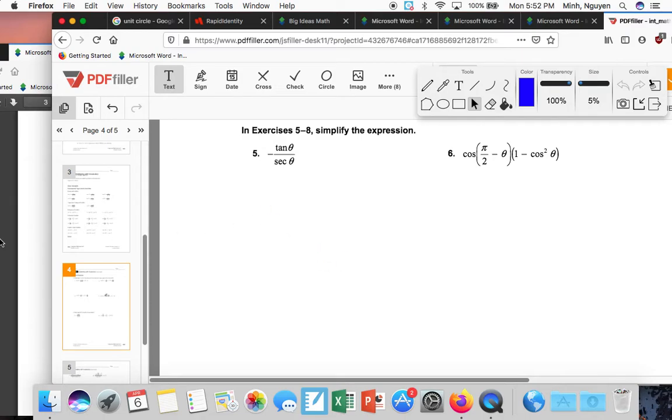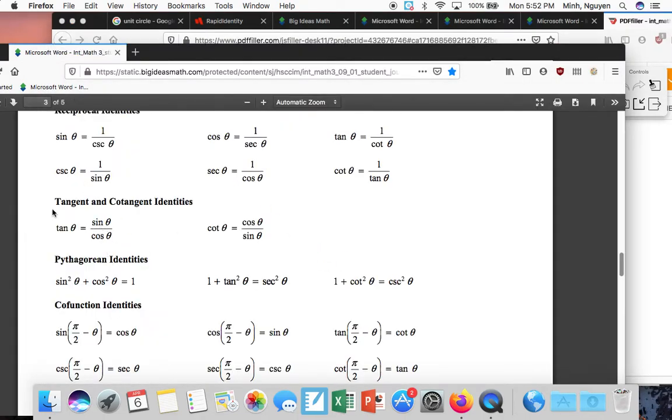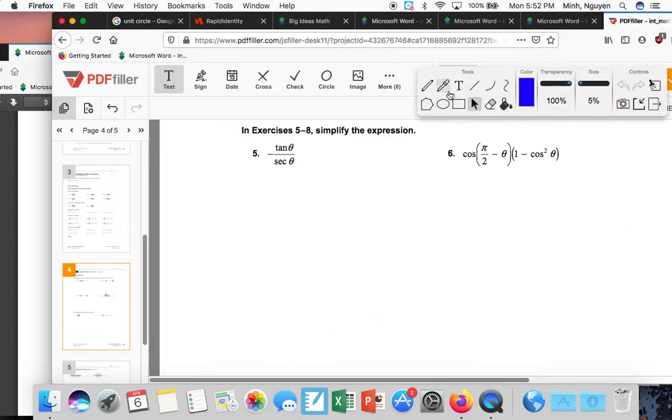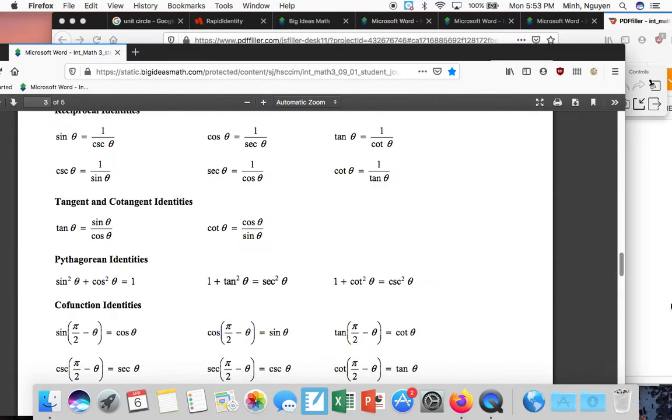So I have tan. So tan is sine over cosine. Negative sine. And again, theta should be in there. It's just so cumbersome for me, so I'm not going to, but you do. Sine over cosine divided by secant, and secant is 1 over cosine.